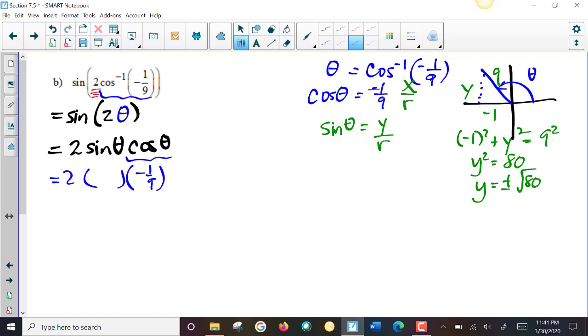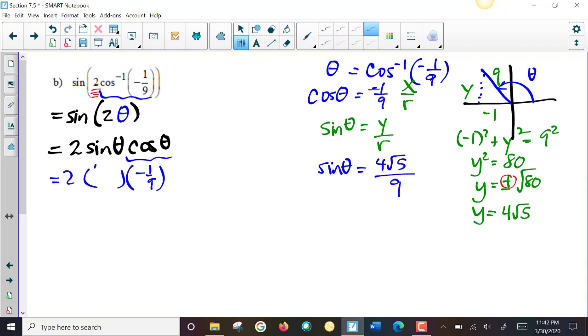And I know that y is positive in quadrant 2. So y is the positive square root of 80, which we should be simplifying that radical. So that comes out to be, 80 is 16 times 5, so that'd be 4 square roots of 5. So sine of theta is then 4 square roots of 5, y, and r is 9.